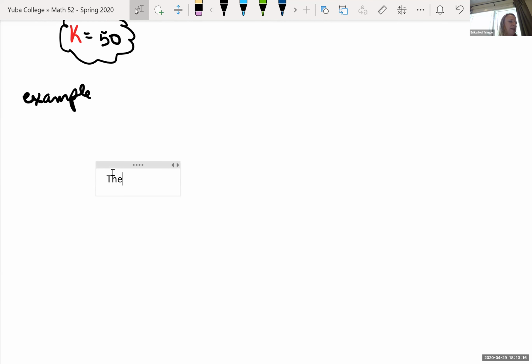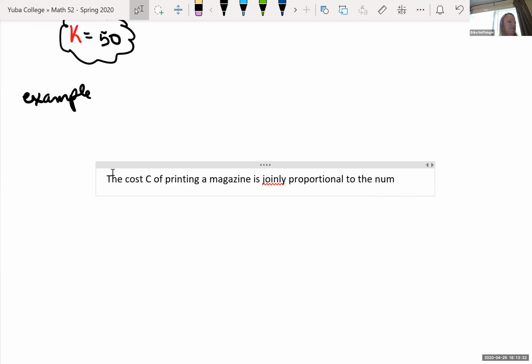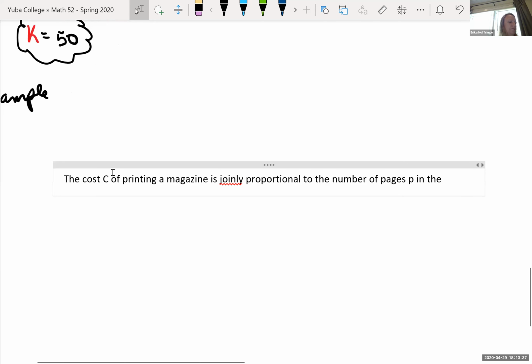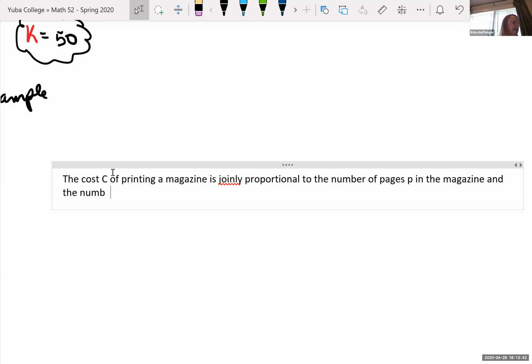It says the cost, C, of printing a magazine is jointly proportional to the number of pages, P, in the magazine, and the number of magazines printed, M.